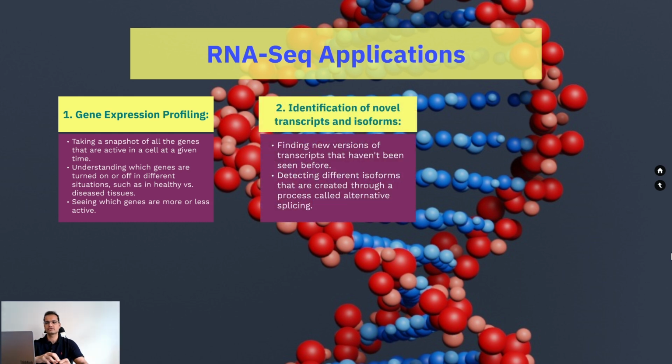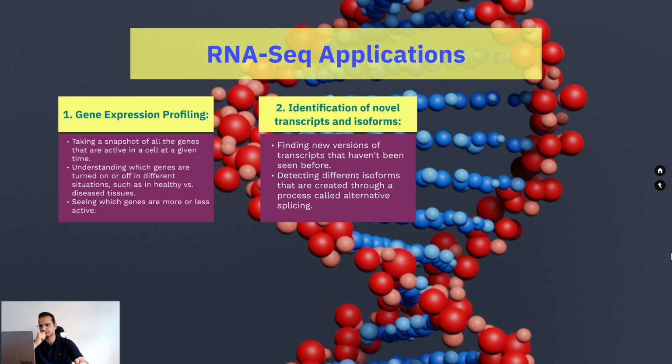Identification of novel transcripts and isoforms is the second application of RNA-Seq. Imagine a gene as a recipe that can be slightly altered to make different dishes. RNA-Seq can find new versions of this recipe, or here, transcripts that haven't been seen before. And another application of RNA-Seq is identification of novel isoforms.